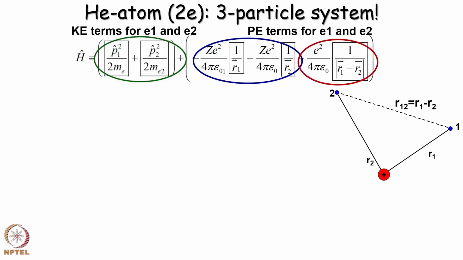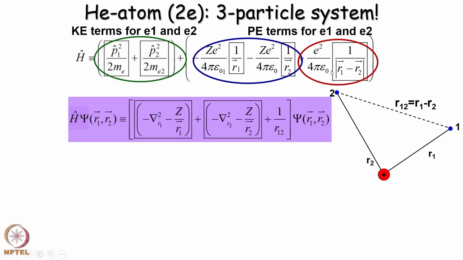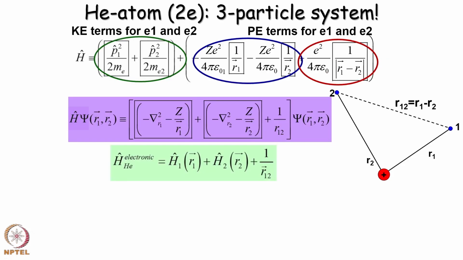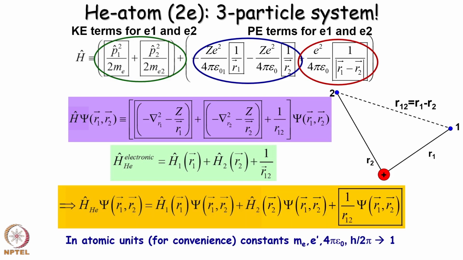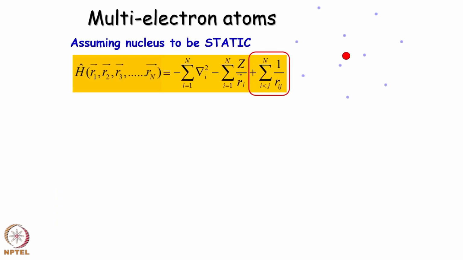Now if I rewrite the terms a little bit, I can separate out the kinetic energy and potential energy terms. The left hand side, the green one, is my kinetic energy, this is the electron-nuclear attraction and these are the electron-electron repulsion. So that means I can write the Schrodinger equation, especially the Hamiltonian, as a combination of two one-electron Hamiltonians plus one 1/R12 term. And of course everything is written in atomic units for convenience, so all the constants are set to 1.